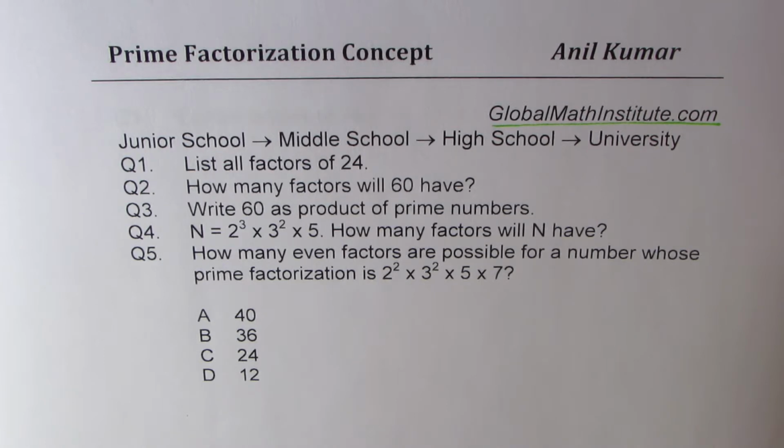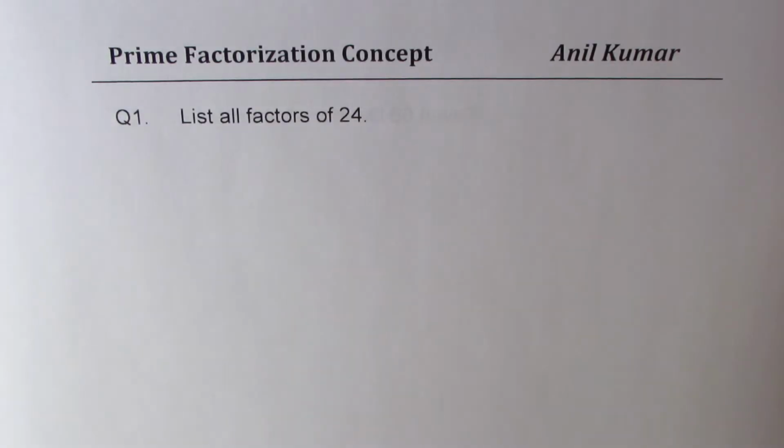And question number 5 is a tricky question. How many even factors are possible for a number whose prime factorization is 2 squared times 3 squared times 5 times 4 times 7? 4 choices are given to you. Now that kind of question could come in the Waterloo exam also. Okay, so let's begin and understand the basic concept of finding factors.